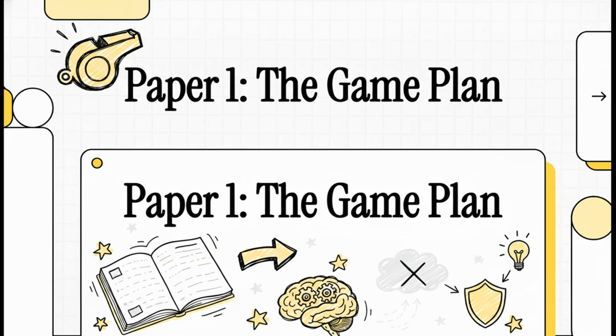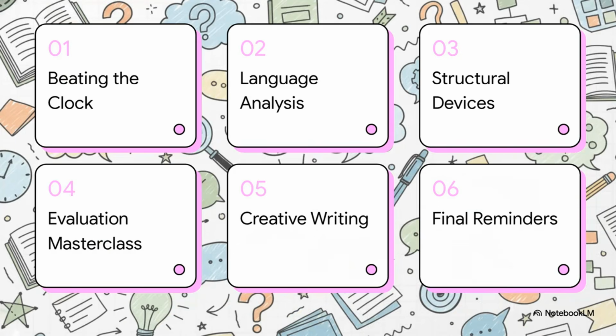Treat this like your ultimate high-impact strategy session. Here's our roadmap to keep that cognitive load nice and low. We'll walk chronologically through exactly what to expect from opening the booklet to putting your pen down. We've got 1. Beating the exam clock. 2. Mastering language analysis. 3. Unlocking structural devices. 4. The evaluation masterclass. 5. Acing creative writing. And finally, final exam reminders.